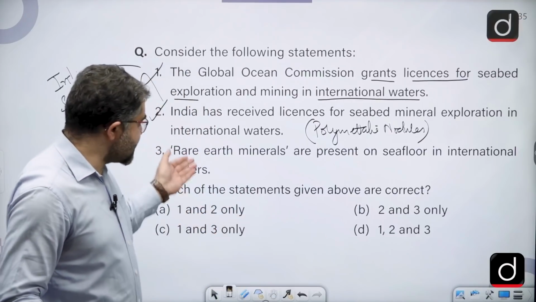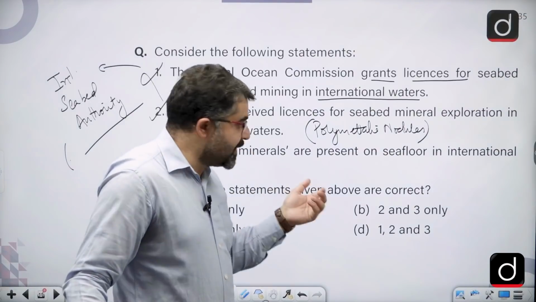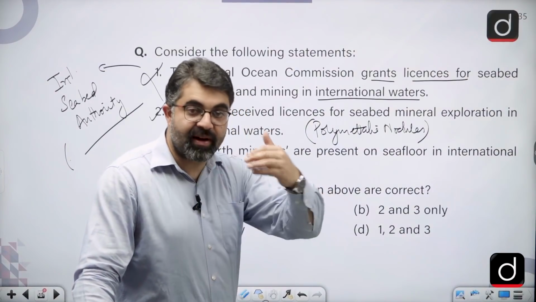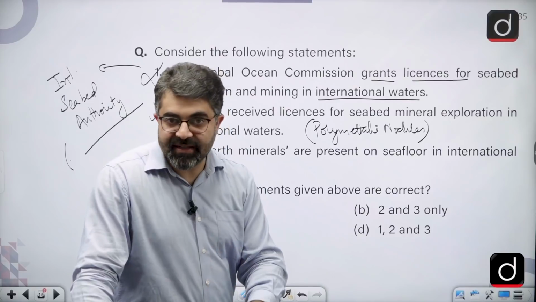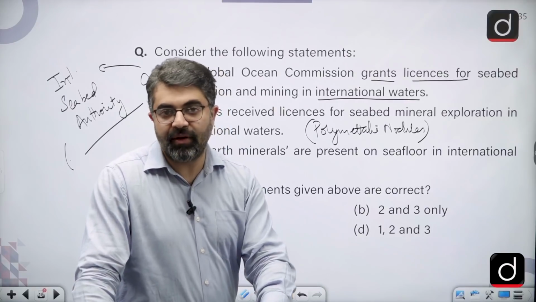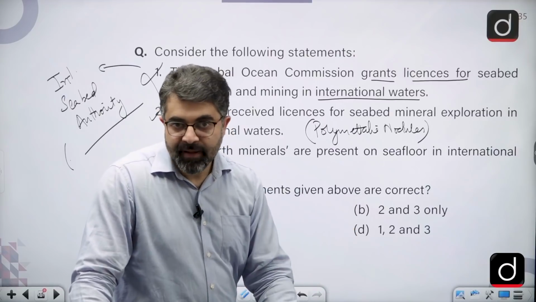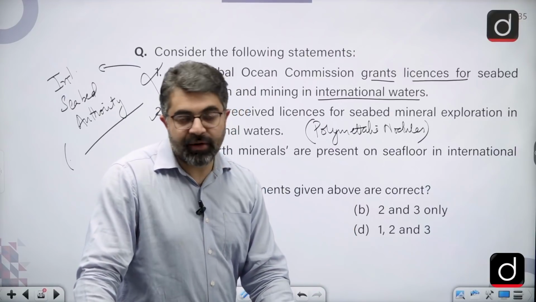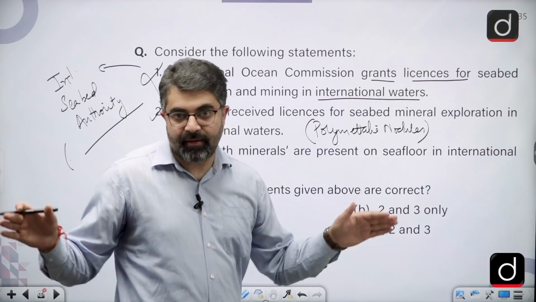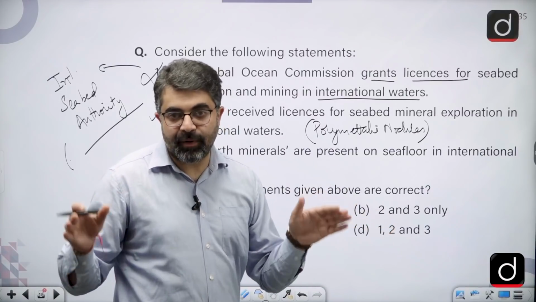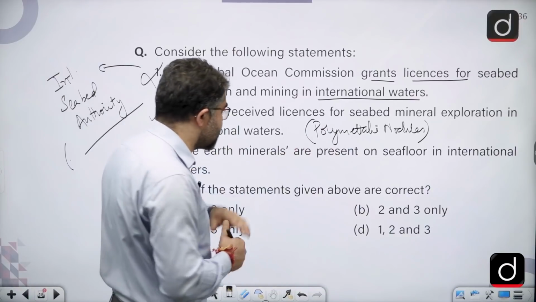So again, important: yes, India has received licenses to explore minerals in the Indian Ocean region up to 330 nautical miles, whereas UNCLOS says the exclusive economic zone is only up to 200 nautical miles. That is according to the United Nations Convention on the Law of the Sea. So UNCLOS says only 200 nautical miles, but it also says that if the continental shelf is wider, then countries can explore resources in these areas. So India has recently got licenses to explore resources there.